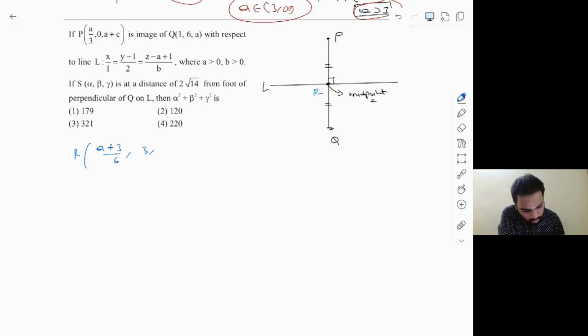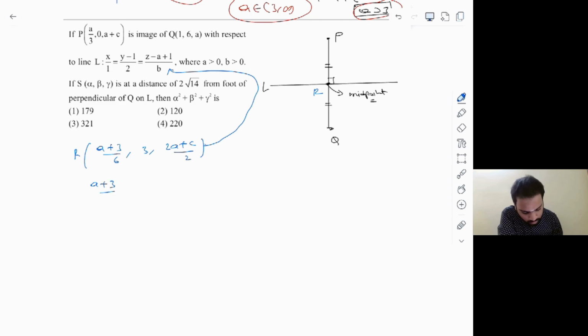And then next, a plus c plus a, that is 2a plus c, divided by 2, right? So this is your midpoint, and now this midpoint R is clearly lying on the line, so it has to satisfy it. That's one condition, obviously. So let's put that there.